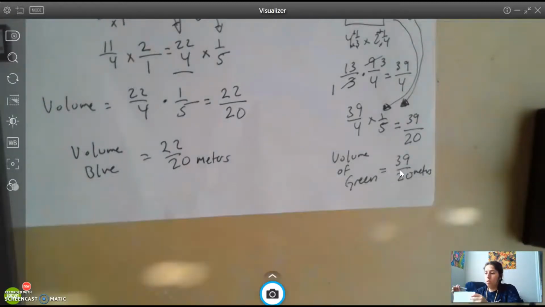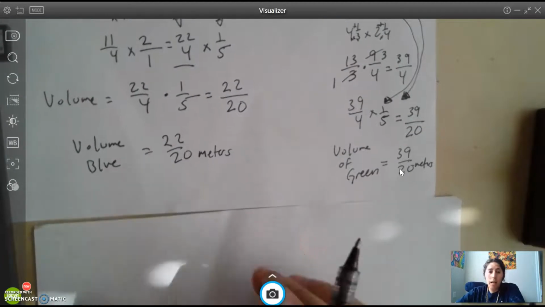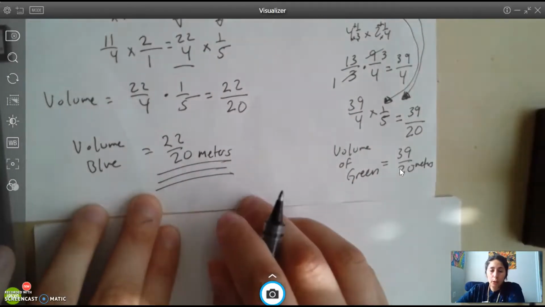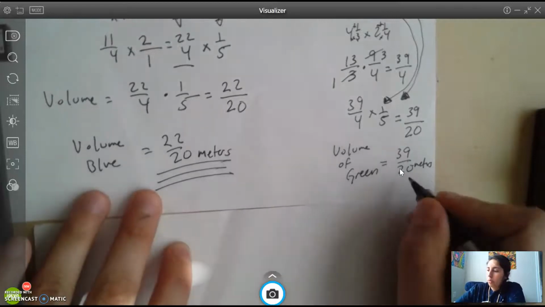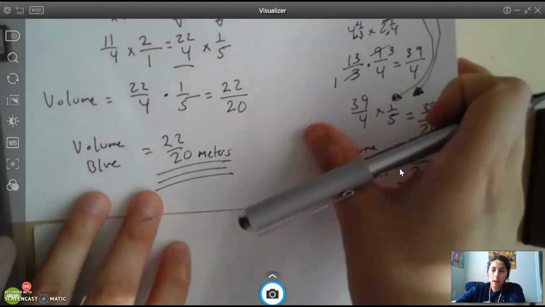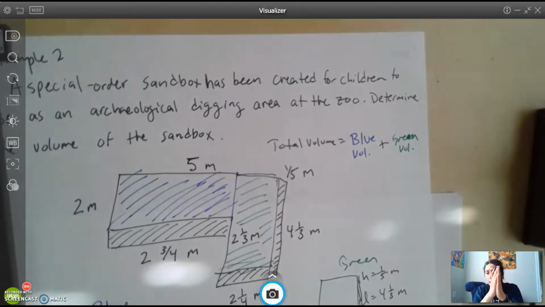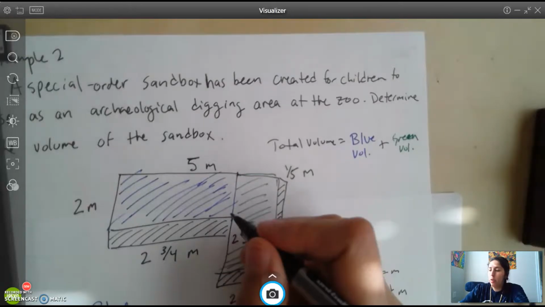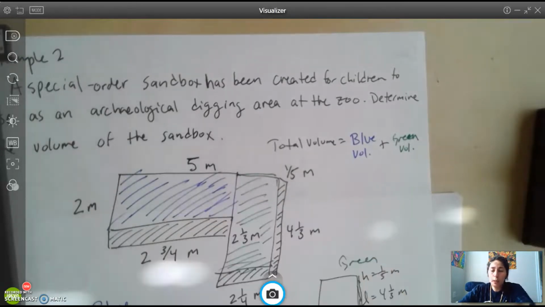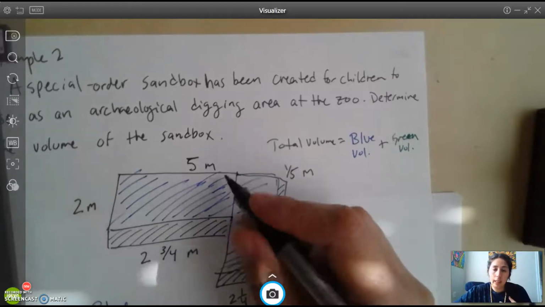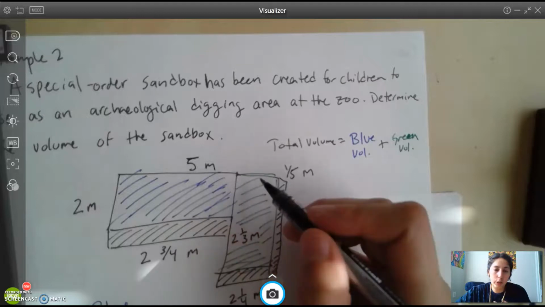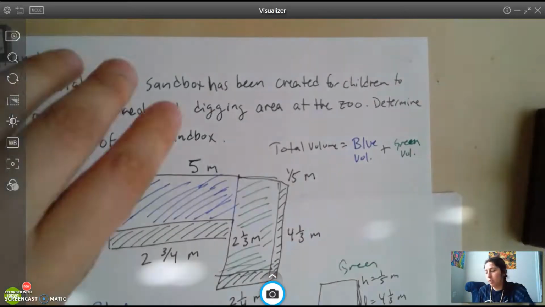All right, so I have my two volumes, blue and green. So going back to my notes, to find the total volume, I simply combine blue volume and green volume because those are the two composite shapes that make up my composite. Composite shapes are figures made up of more than one shape. In this case, it's two rectangular prisms that make up this digging site.